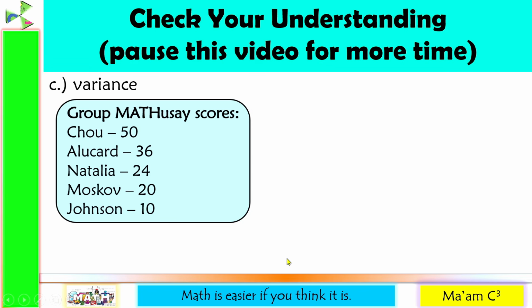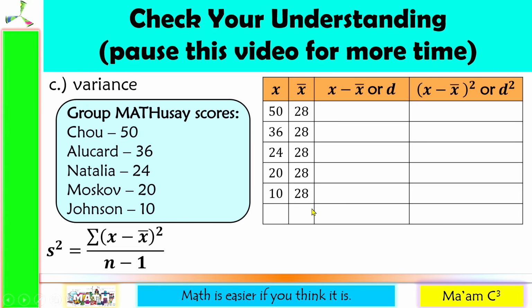The variance, since these are just the top 5 scorers, we are going to use the formula for sample variance. Again, we're going to need a table for this one. We already enumerated our x values. We have computed a while ago our x bar. Now for the deviation. 50 minus 28 is 22. Square this, and this is 484.